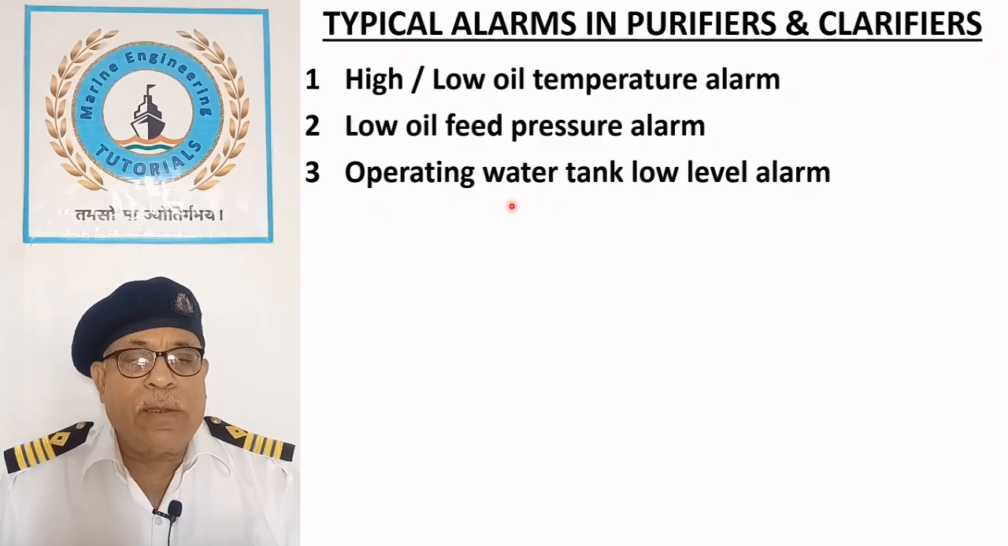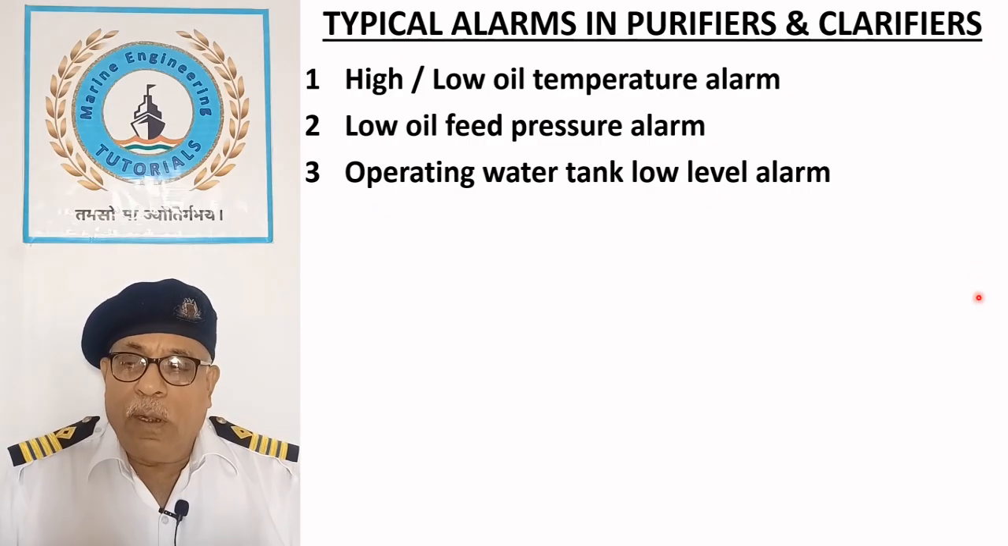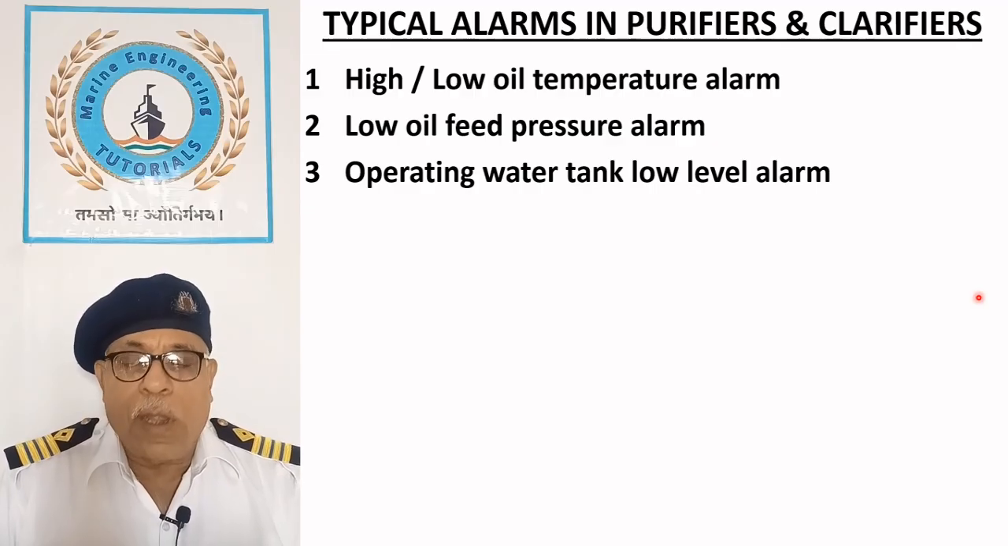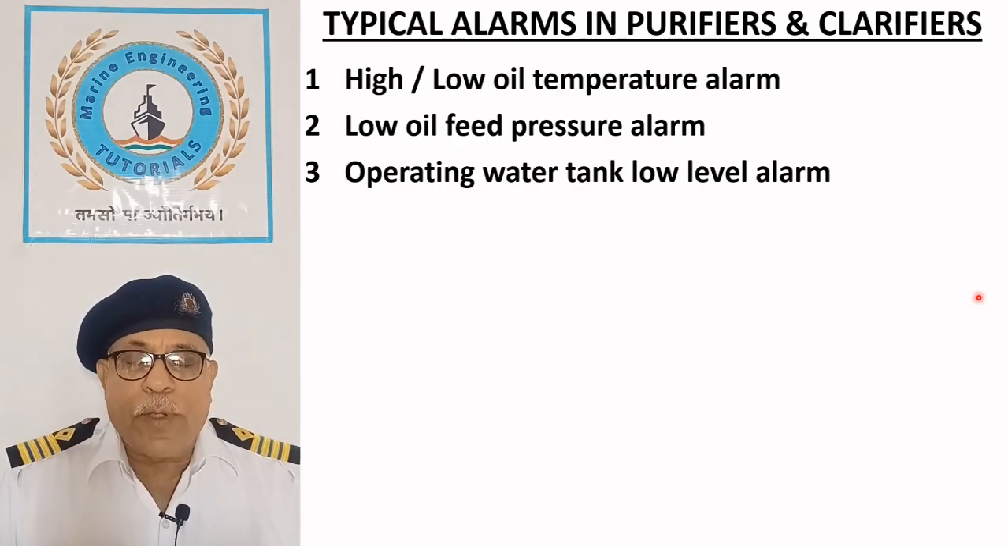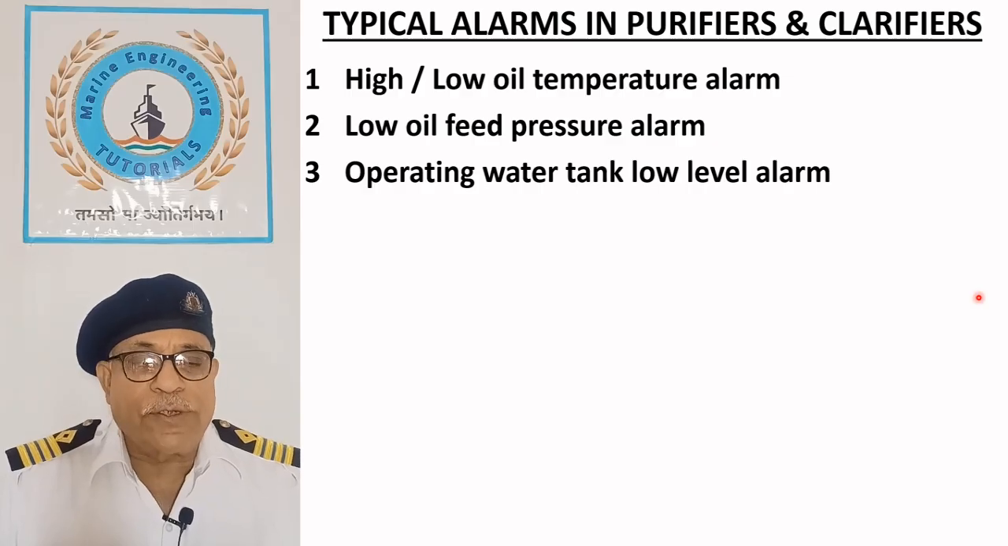Operating water tank low level alarm. If the water level in the operating water tank falls to the low level sensor, an alarm is initiated to alert the engineer. Possible causes include leakage in the operating water line, a stuck filling valve, or low pressure in the domestic freshwater system.